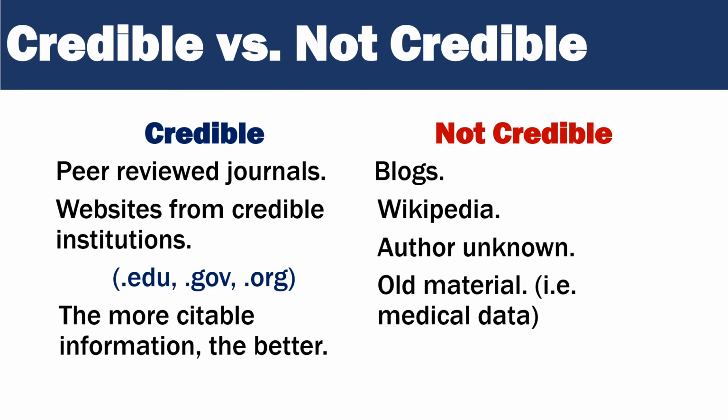Old material, for example, medical data. You also need to pay attention to when your source was published. If you are writing about a topic like brain surgery, but your sources are from the 1950s, they lose their credibility because they are no longer relevant. However, if you're writing about the French Revolution, then the publication date does not matter as much. This note is especially important for APA. For scientific type research, 7 years is usually considered the oldest a source can be credible.